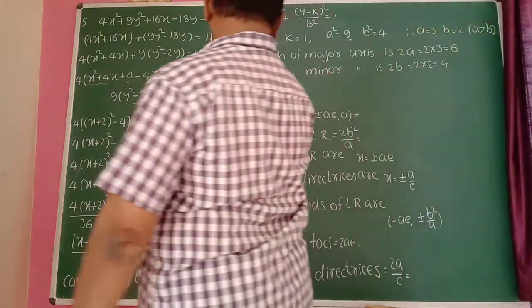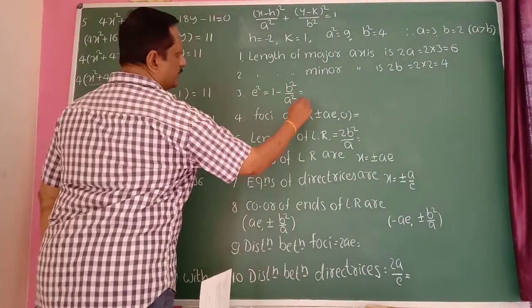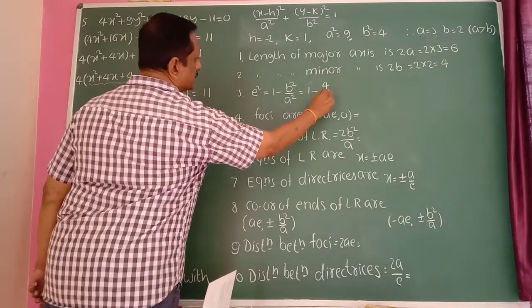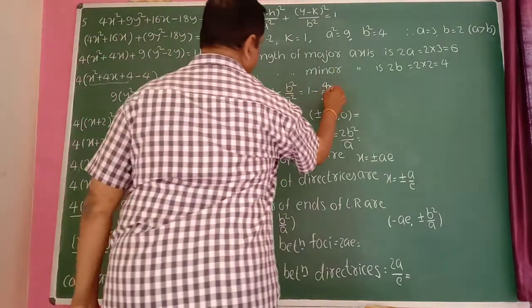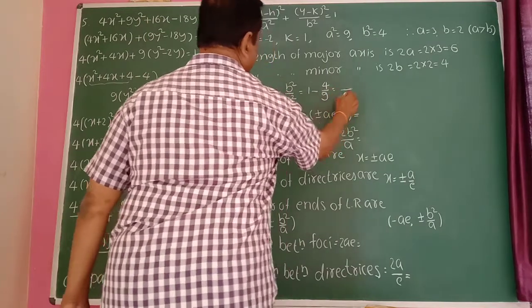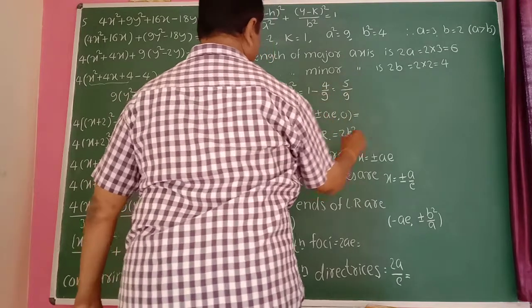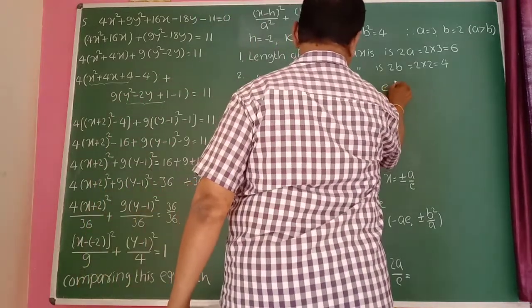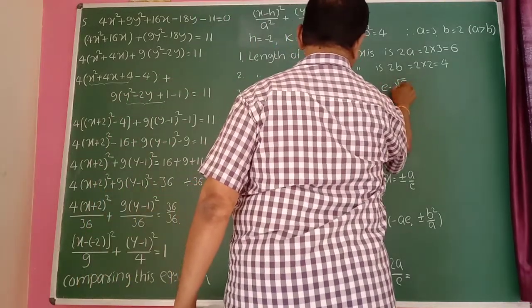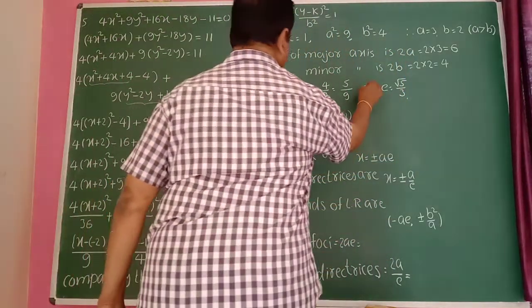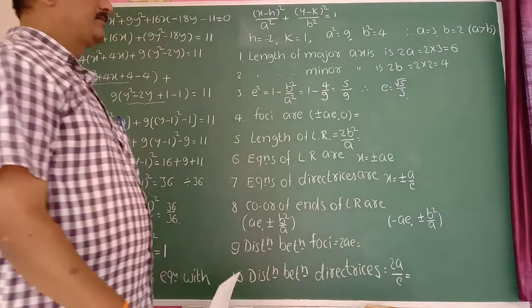Eccentricity: e square equals 1 minus b square by a square. Therefore 1 minus, b square is 4 and a square is 9. The LCM is 9: 9 ones are 9, 9 minus 4 becomes 5. Therefore the eccentricity is root 5 divided by 3.